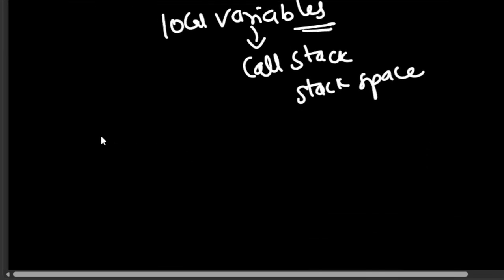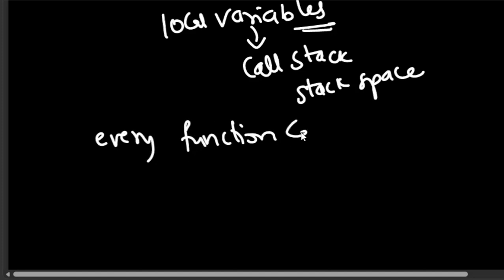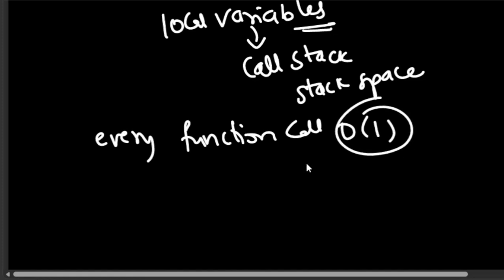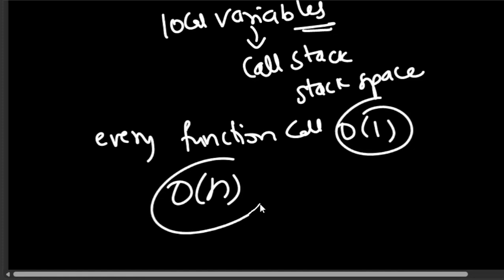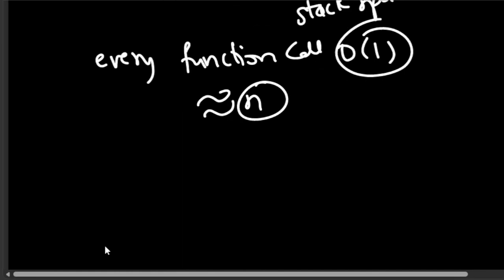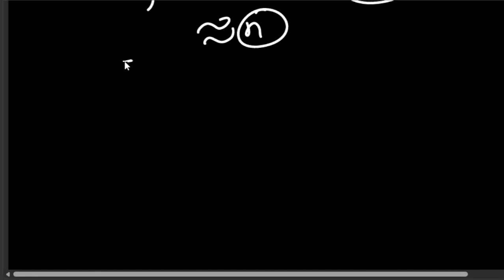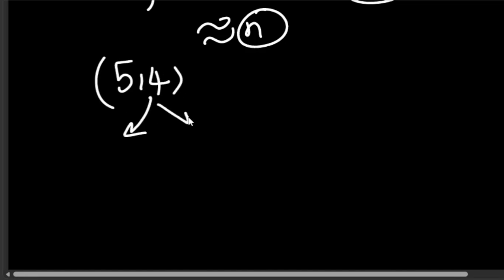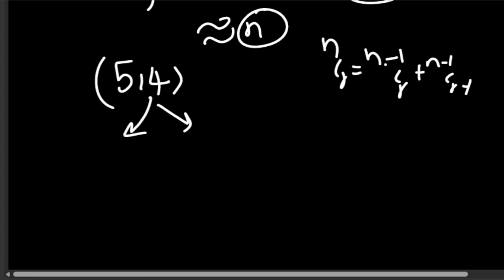And basically every function call, every recursive function call, would take only O of 1, but we are calling it around n times, right? Not exactly n times, more than n times. Around the depth will be n. For example, if I say 5 comma 4, then it has to call nCr equals to n minus 1 cr plus n minus 1 cr minus 1, right?